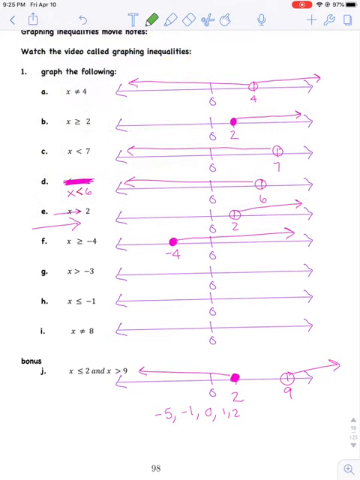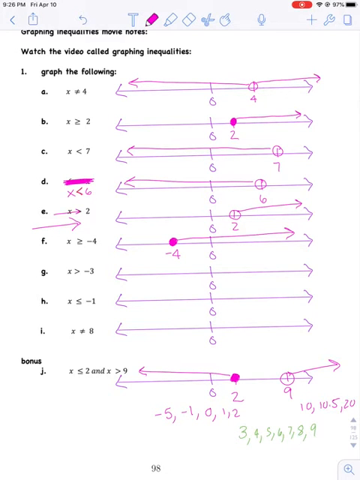But numbers that do not work would be the numbers between 2 and 9. So like 3 does not work, 4, 5, 6, 7, 8 do not work. And 9 doesn't work either because it was an open circle. But the numbers bigger than 9 do work. So 10 works, 10.5 works, fractions and decimals work. 20 works, and so on.